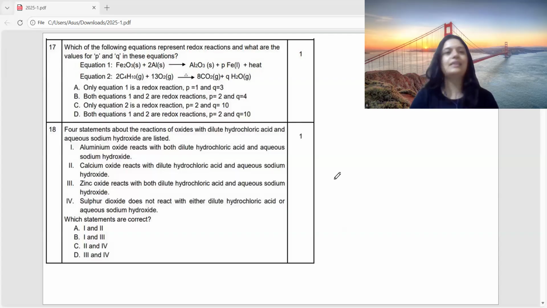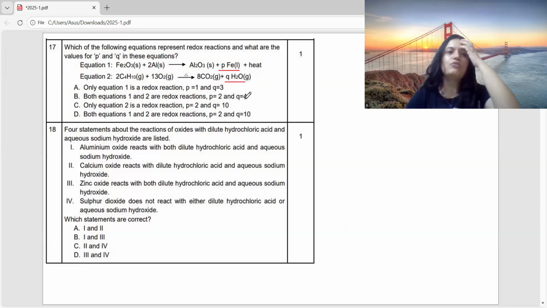Okay, let's start now. Question number 17. Which of the following equations represent redox reactions and what are the values for P and Q in these equations? So if you can see Fe2O3 solid plus 2Al solid gives Al2O3 plus PFe plus heat. So now P is here, and for the next question, 2C4H10 plus 13O2 gives 8CO2 plus QH2O. So we have to find out P and Q here.